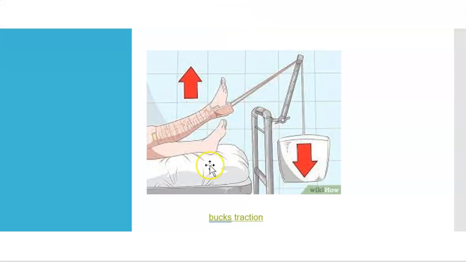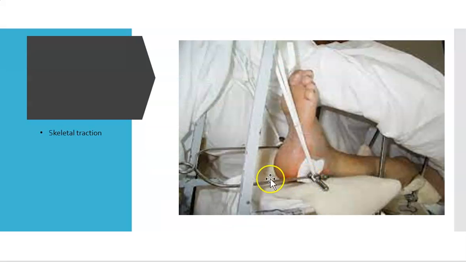There's your Bucks traction. So we have traction applied over the skin. So we want these to be not resting up against the rail right here. They want to be over the bed. I don't think we'll go into detail on that one. Skeletal traction. So the differences is what I want you to focus on.